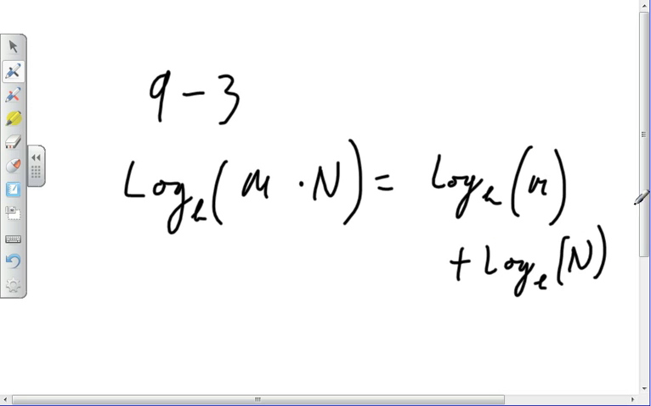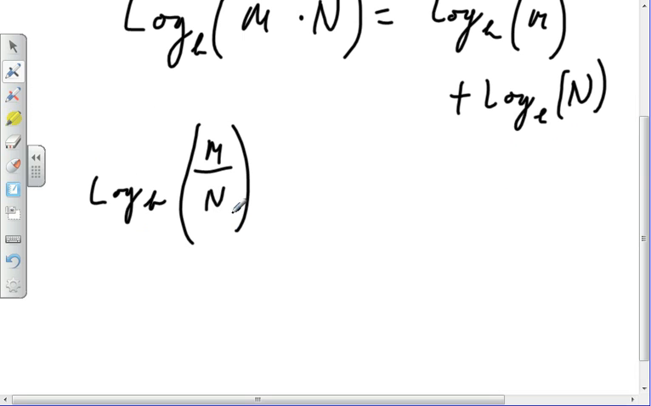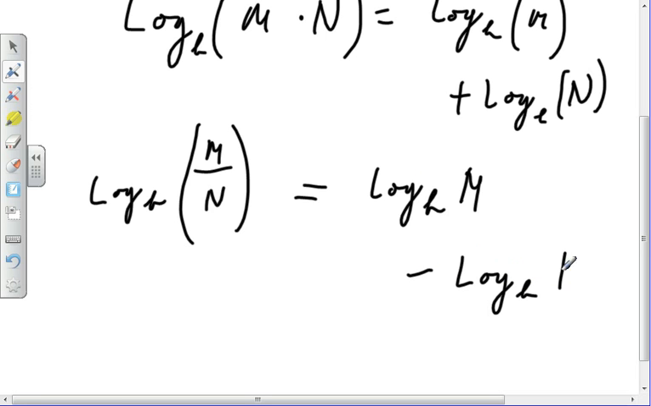No, definitely not. The next rule says if I have the log base b of m divided by n, I can rewrite that as the log base b of m minus the log base b of capital N. But n cannot be 0. What's the problem?